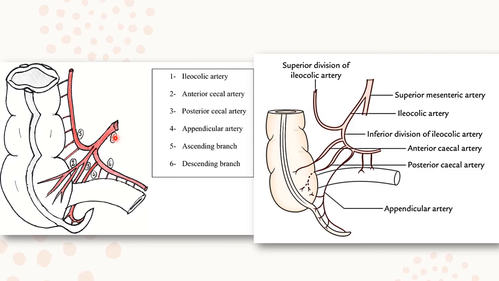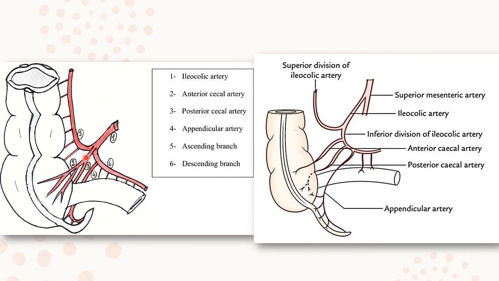So over here you can see the ileocolic artery. This is the ileocolic artery, which is originating from the superior mesenteric artery, and it is giving off various branches. This first artery that it gives off is the one that is going upwards. The one that is going upwards is the ascending branch, and this ascending branch is going to anastomose with the right colic artery through its descending branches.